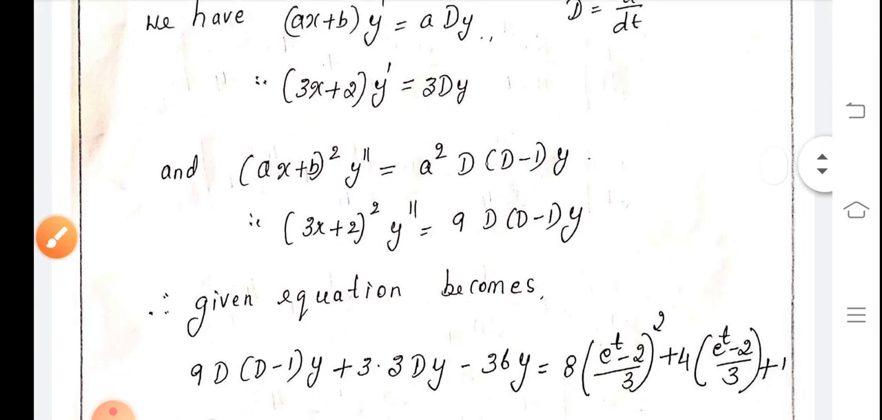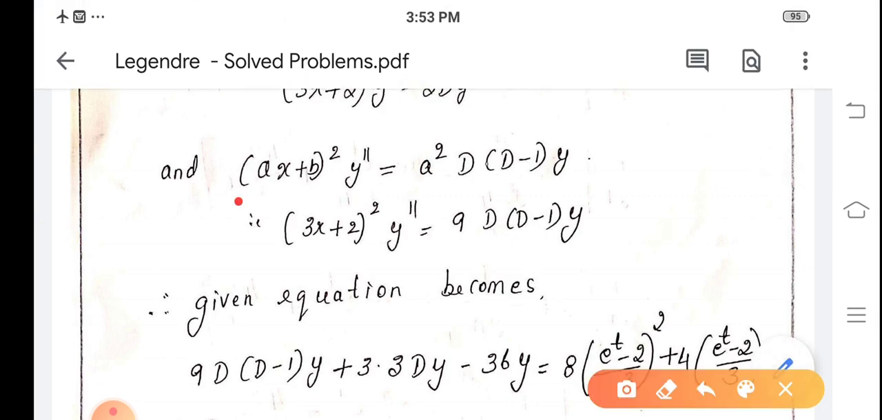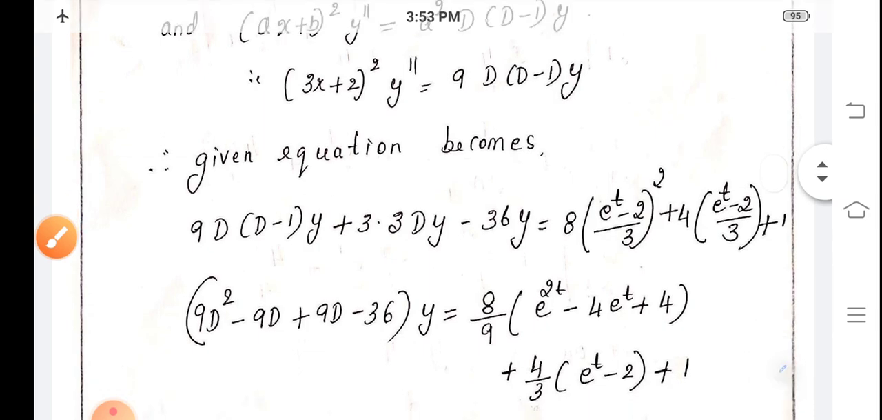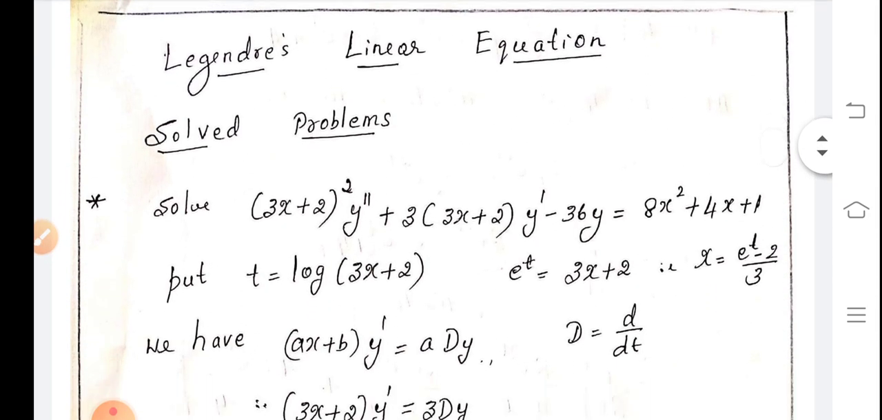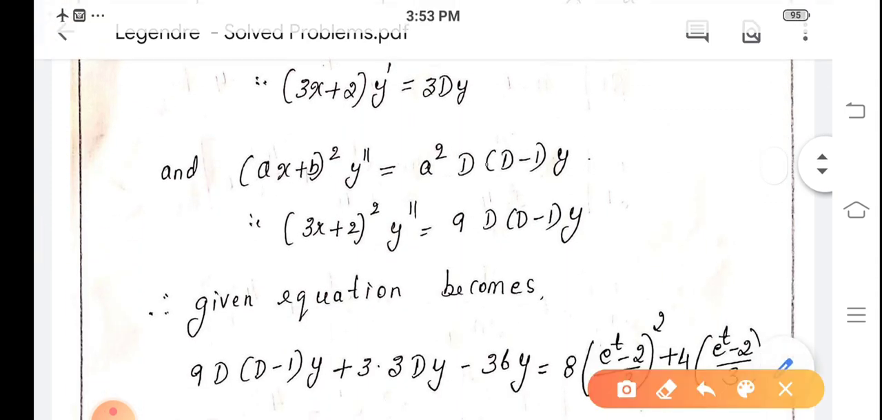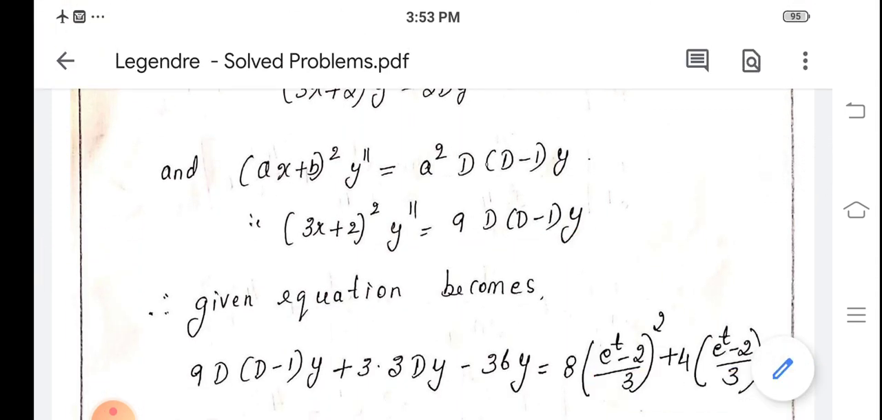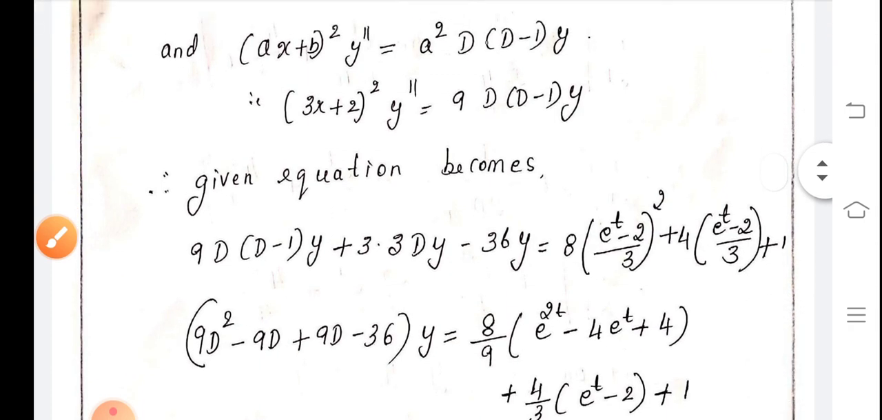Similarly, we have the next formula: (ax+b)² y'' = a² D(D−1) y. Since a is 3, a² is 9. Therefore (3x+2)² y'' = 9 D(D−1) y. So using this in the given equation, we rewrite the first term (3x+2)² y'' as 9D(D−1) y.